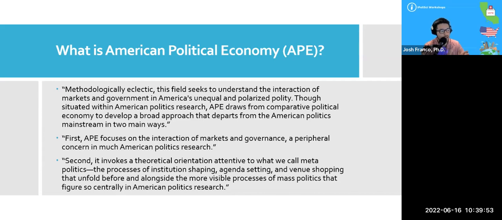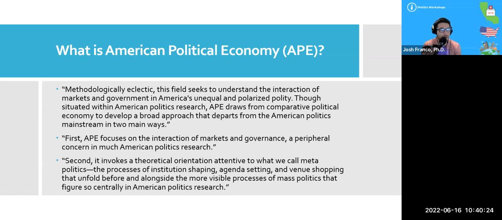First, APE focuses on the interactions of markets and governance, which is a peripheral concern in much of American politics research. And then secondly, it invokes a theoretical orientation attentive to what this emerging field of scholars calls metapolitics. So the processes of institution shaping, agenda setting, venue shopping that unfold before and alongside the more visible processes of mass politics that figure centrally in American political research.